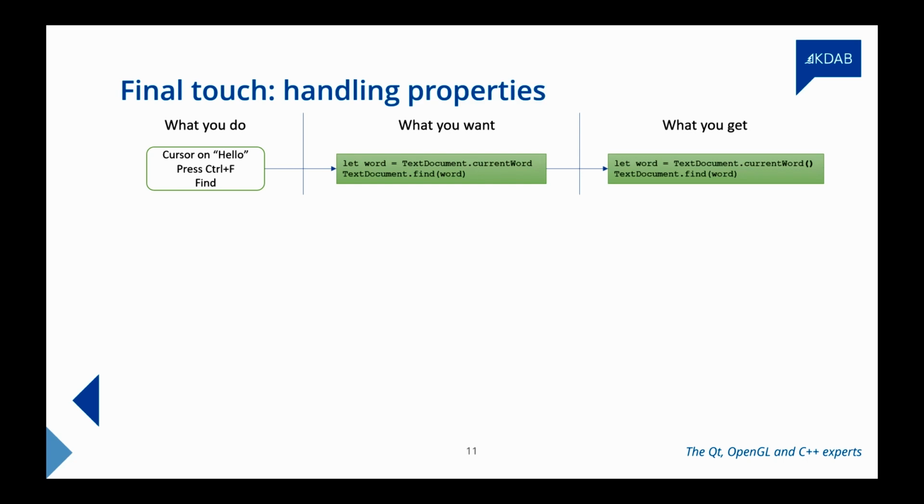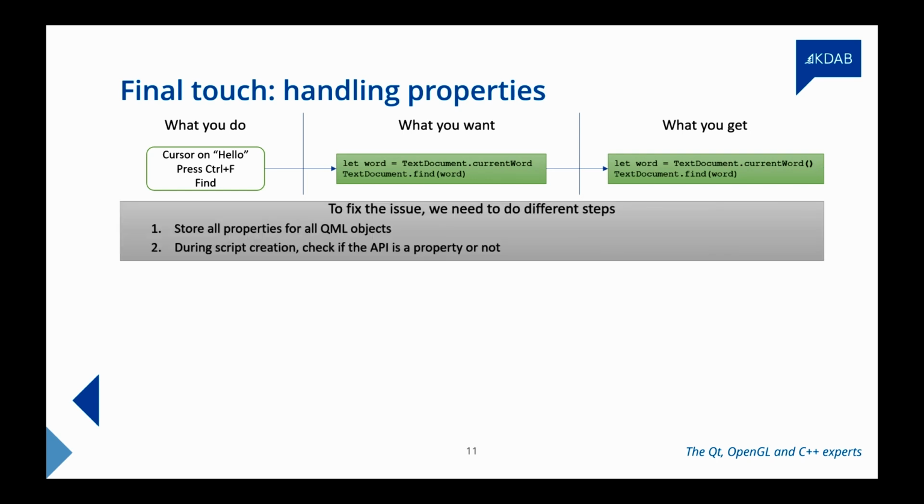But if you use properties, then what you need to do is store all the different properties from the different objects beforehand, and then during the script creation, you check: is it a property or is it a method? And if it's a property, then you need to handle it in a different way.